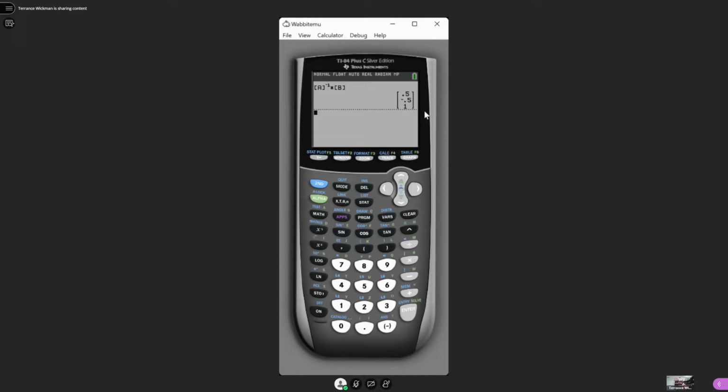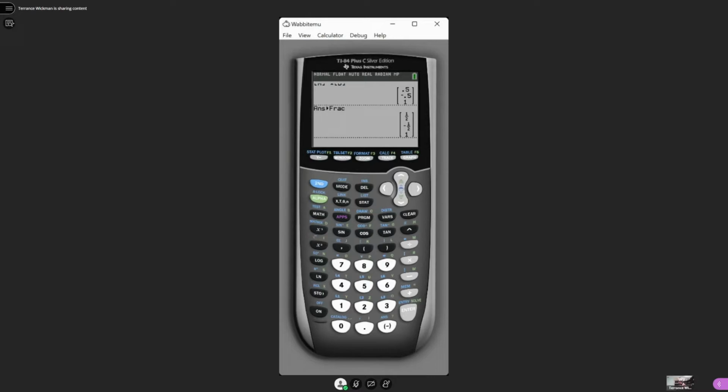And there's our solution. But we don't want decimals. We want fractions, let's say. We hit math, enter twice. Changes them all to fractions. Does that help, Amanda? Yes, perfect. Thanks. Okay.